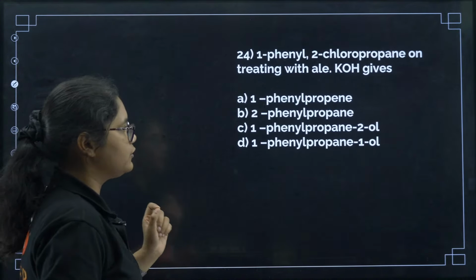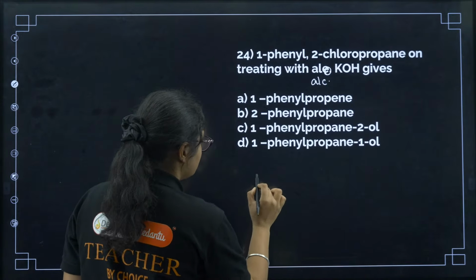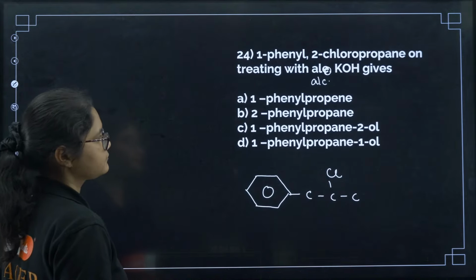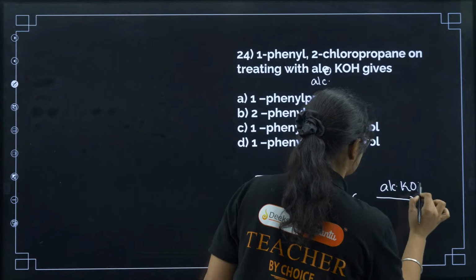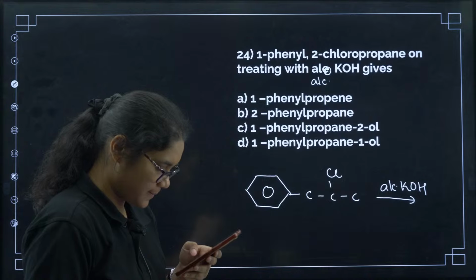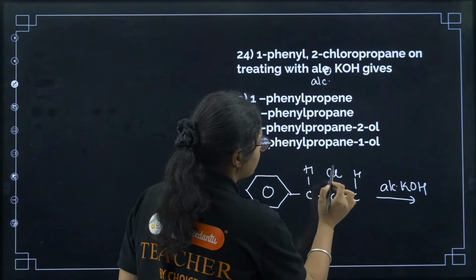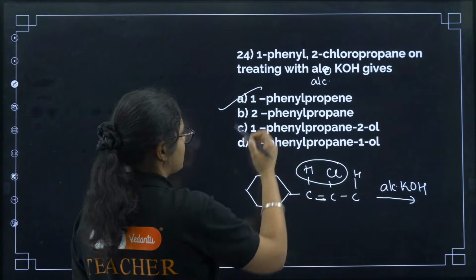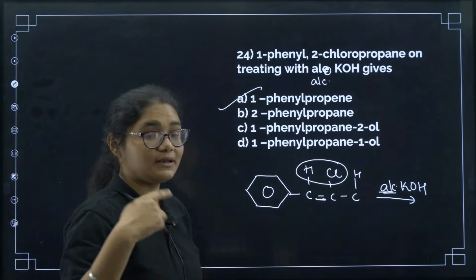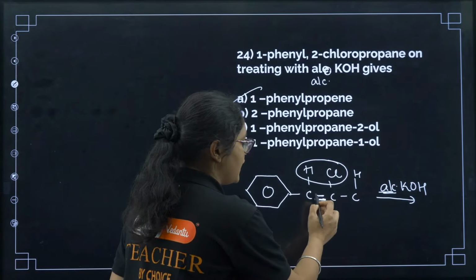Next, question number 24. 1-phenyl 2-chloropropane on treatment with alcoholic KOH. Yes, very good. We know that the more substituted alkene will form. Here this is more substituted, so the correct answer is 1-phenyl propene. No dear, 24A is not correct, this is alcoholic KOH, so there is no alcohol formed. If it would have been aqueous KOH, then Cl will be replaced with OH. But alcoholic KOH means it is always an elimination reaction, and the more substituted alkene will form.